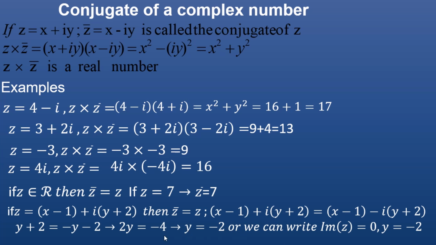Or you can say directly, if z equals x minus 1 plus i times (y plus 2), and z bar equals z, then z is a real number. z is a real number when y plus 2 equals 0, y equals minus 2.